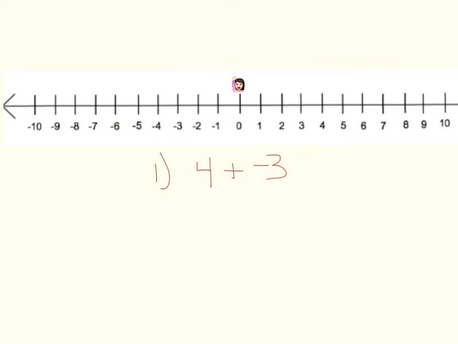And she is going to help explain adding and subtracting positive and negative numbers by using the number line. So let's take a look at problem number 1. We have a 4 plus a negative 3. So that means that Miss Smith is going to be starting right here at 4. So let's move her over to 4.